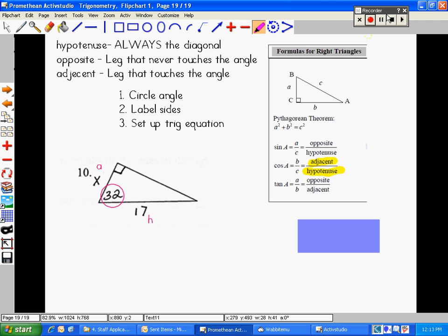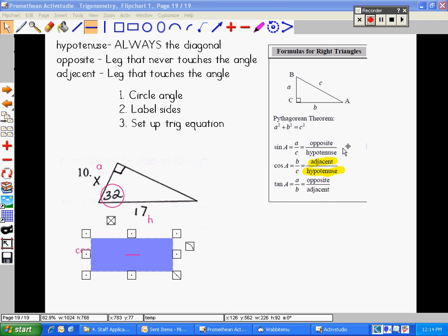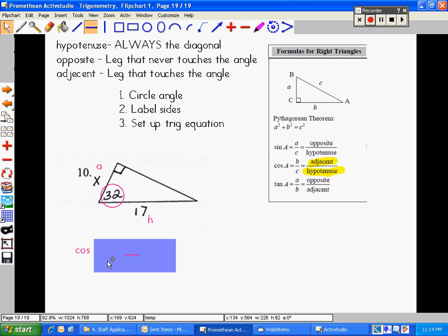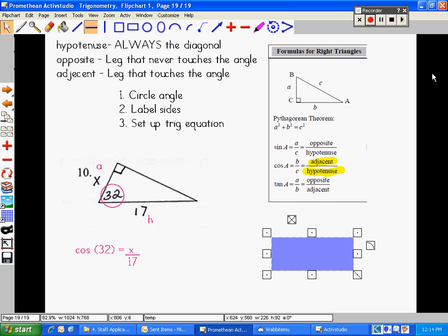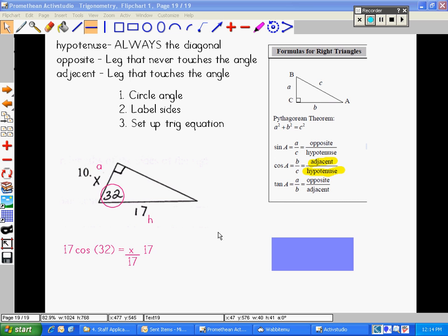So I'm going to set up my equation. So we decided it was cosine. After the cosine, we have to write the angle. So cosine 32 degrees equals, now we set up the ratio. Cosine ratio is adjacent divided by hypotenuse. So we write x over 17. Now to get x by itself, we have to multiply by 17 on both sides. The reason why we do this is so the 17s cancel out. Now that they've canceled out, we now have x by itself.